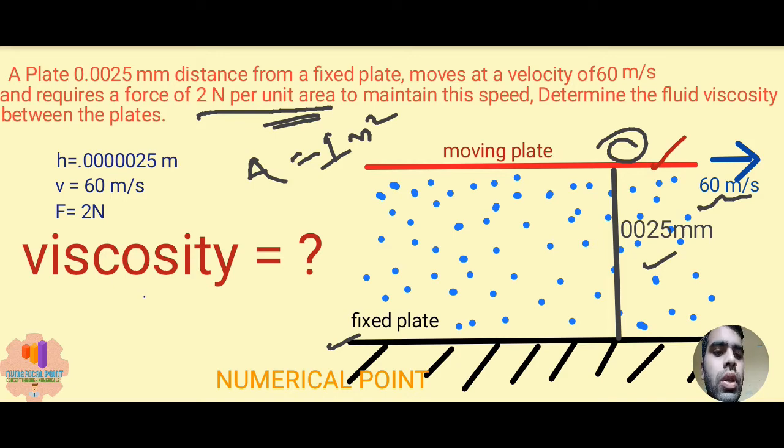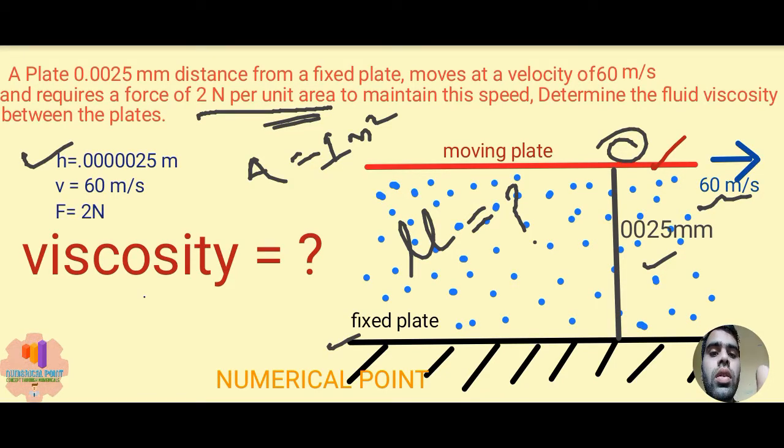In this question the viscosity of the fluid, mu, is not given, so h is given, that is 0.0025 times 10 to the minus 3 in meter. In the question it is given in mm, and if we convert it into meter, this is the value. The velocity is given, 60 meter per second, and the force is 2 Newton, and this is also the tau. Because the area is 1 meter square, F by A equals tau, so 2 by 1, that is 2 Newton per meter square, and viscosity is asked.